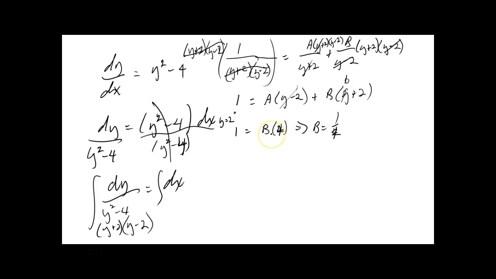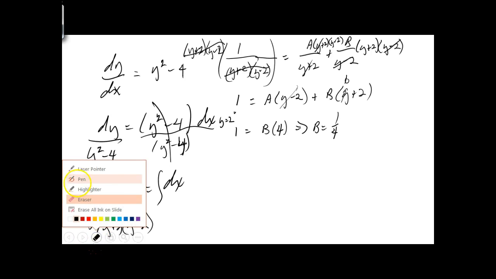When y is equal to 2, this goes to 0, and this goes to 4. So then you have 1 is equal to b times 4, and divide by 4, so b is equal to 1/4. Rather ugly, but true. Okay, b is equal to 1/4. Well, that works so nicely.